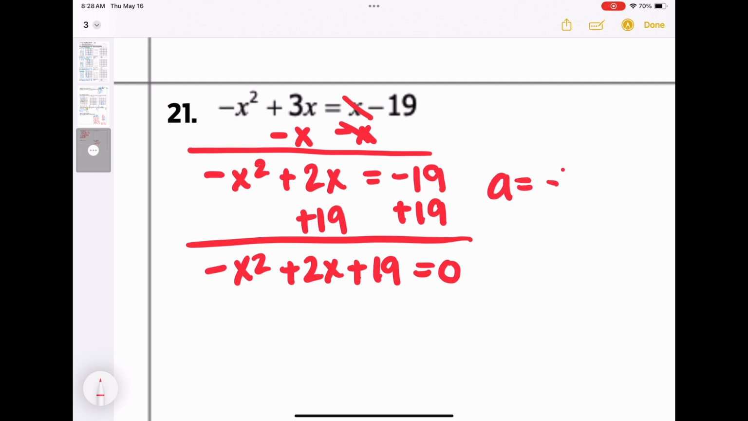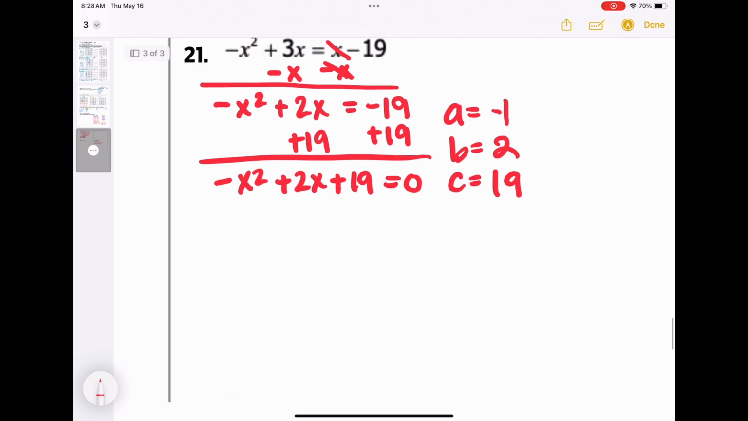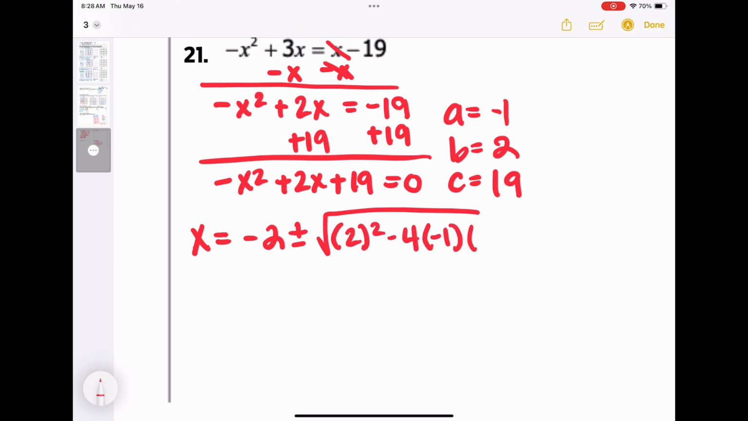Again, I'm going to use my quadratic formula. So a is negative 1, b is 2, c is 19. And I'm going to plug that in. So x equals negative 2 plus or minus the square root of 2 squared minus 4 times negative 1 times 19 all over 2 times, no, 2 times negative 1. So then I'm going to type that into my calculator.